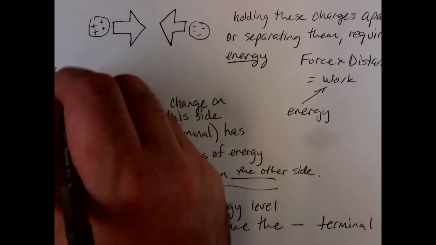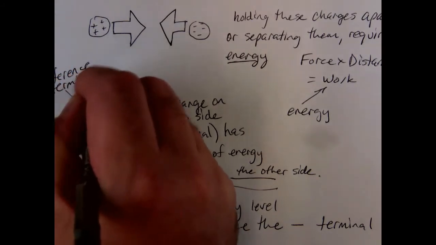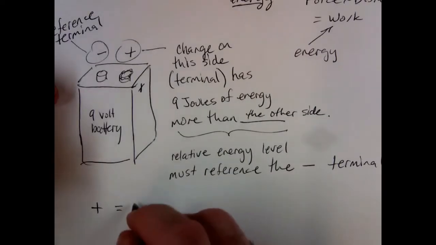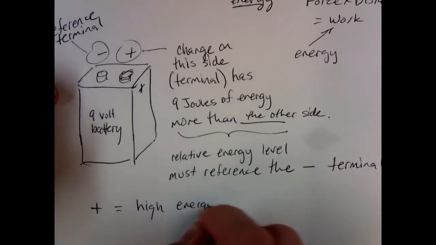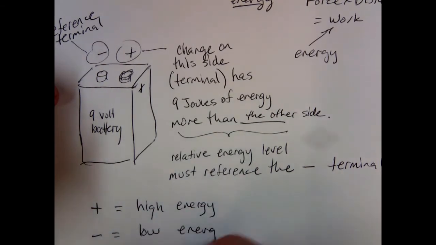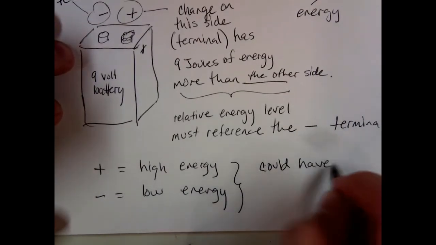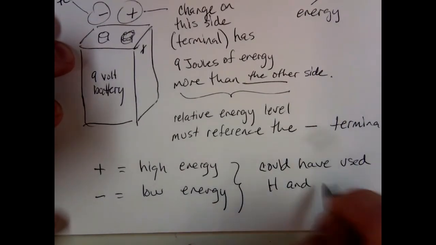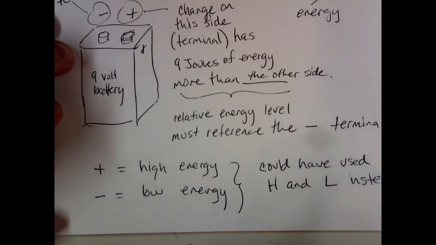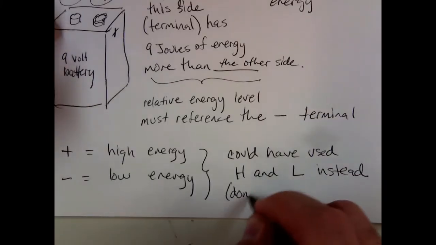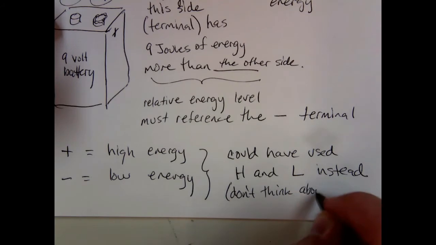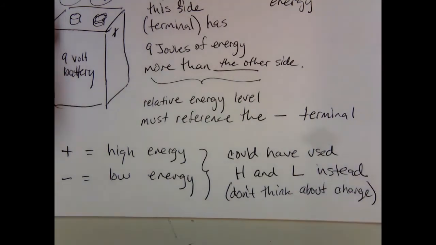So we typically use the negative polarity to be our reference, and that means the low energy side. And that means, remember, every coulomb of charge then has 9 joules of energy more than it did at the negative side. So it's a way of increasing the energy of a coulomb of charge. We could have used H and L, for example, for high and low energy instead of plus and minus if we wanted to.